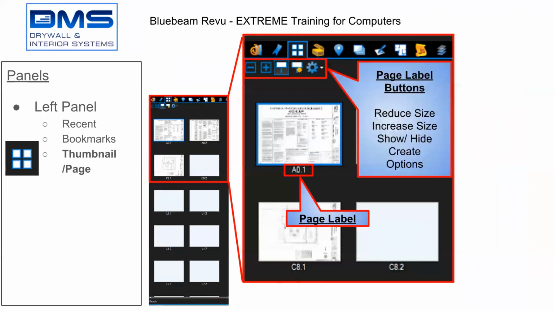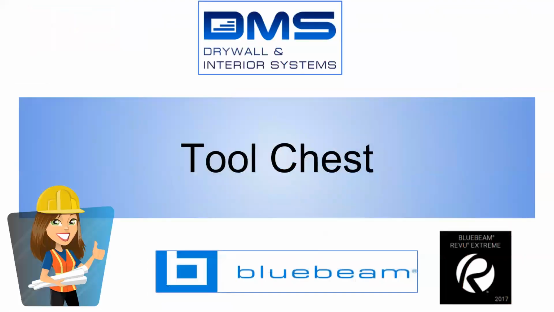And these are the buttons that you use to manage your page labels. You can reduce the size, increase the size, you can show and hide page labels, you can create new page labels, and then there's the sprocket option button. We're going to go deeper into bookmarks and page labels, of actually how to bookmark and page label stuff, at the end of this presentation. This is just to get you familiar with what these tools are.